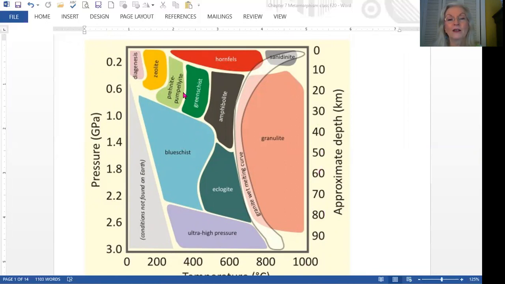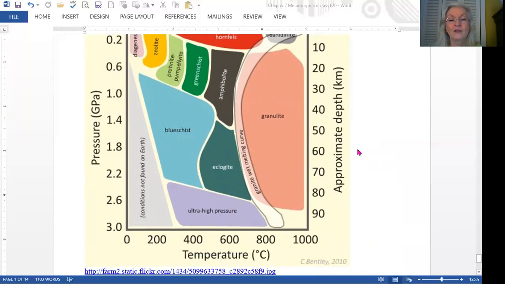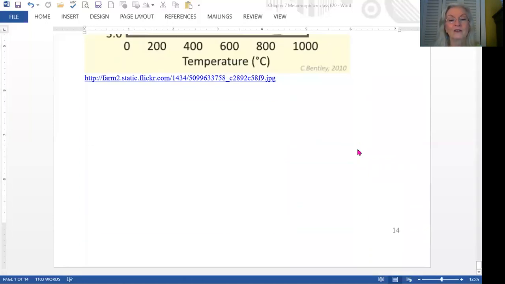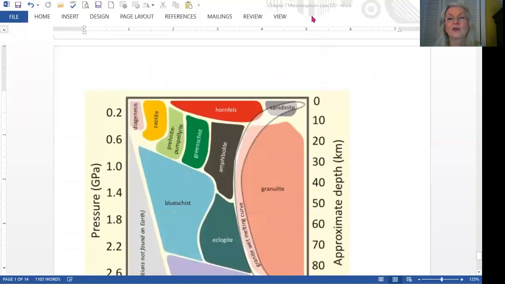narrow pressure band. Greenschists have a very narrow temperature range and a very narrow pressure range. And granulites have a really broad pressure range, but again, a relatively narrow temperature range. All of this tells a geologist a lot more than we will ever want to know. And that stops us, so we will stop this, and you should be ready for the lab on metamorphic rock.